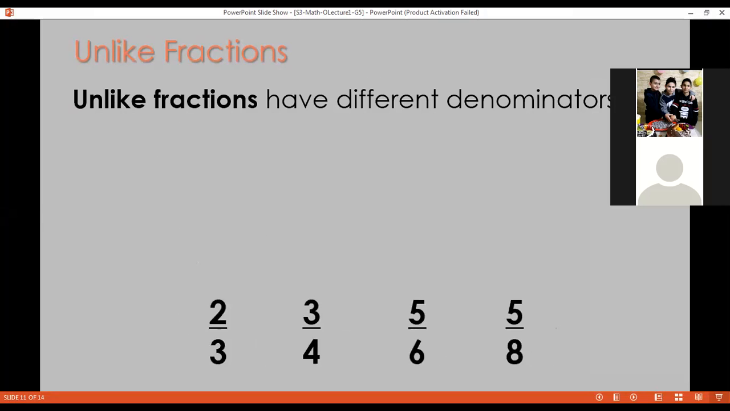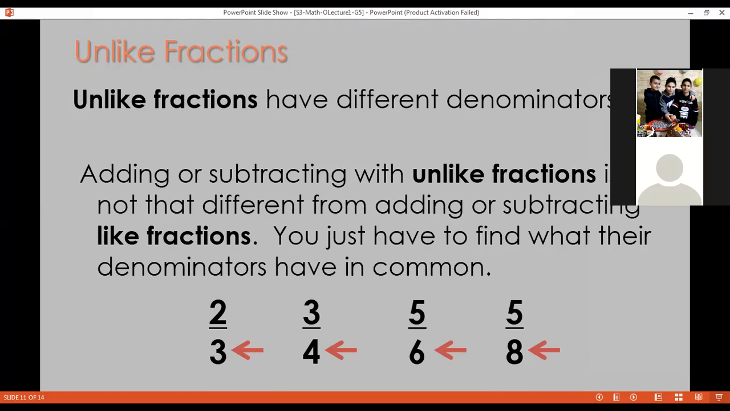If you look at these fractions, 2 over 3, 3 over 4, 5 over 6, and 5 over 8, do I have the same denominator? No. So definitely we're not going to add them directly. Of course, I can add or subtract them, but I need to do one step before. I need to make them the same, changing them from unlike fractions into like fractions.